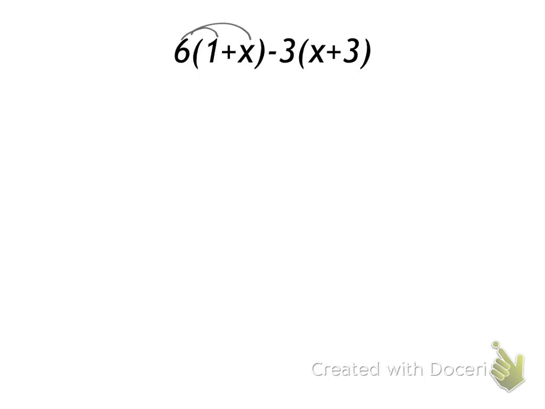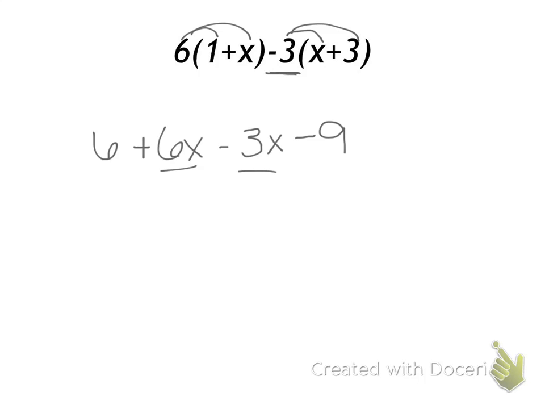Okay, we're going to distribute both of these, so I'm going to get 6 times 1 is 6, 6 times x is 6x. This I'm distributing a negative 3, so I'm going to get a negative 3x and a negative 9. Don't forget the negatives. Okay, now I combine my like terms, so 6x minus 3x is 3x, and 6 minus 9 is negative 3.